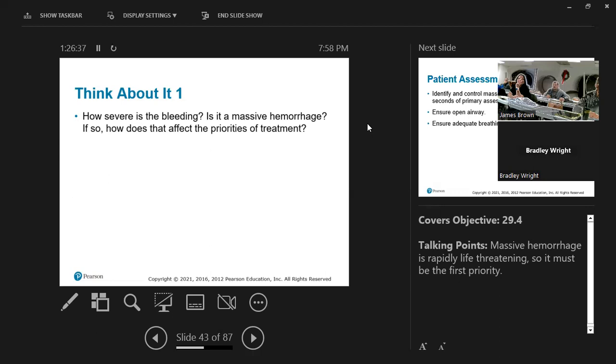So taking it through top to bottom, okay? You get called. Mechanism of injury is a high-speed traffic crash with vehicle intrusion. You get there, you end up finding that the guy's bleeding. We'll just call it that, okay? So what are some questions you want to ask?